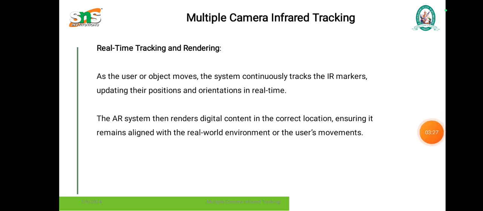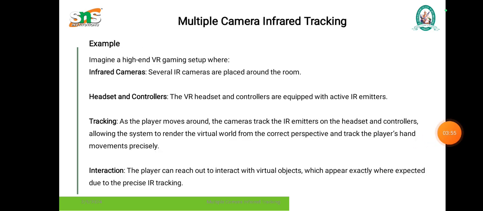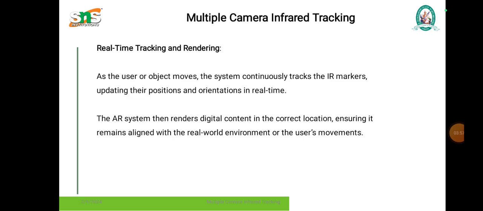And the next one is real-time tracking and rendering. As the user or object moves, the system continuously tracks the IR markers, updating their position and orientation in real time. The AR system then renders digital content in the correct location, ensuring it remains aligned with the real world environment or the user's movements. So these are the steps of how multiple camera infrared tracking works in AR.